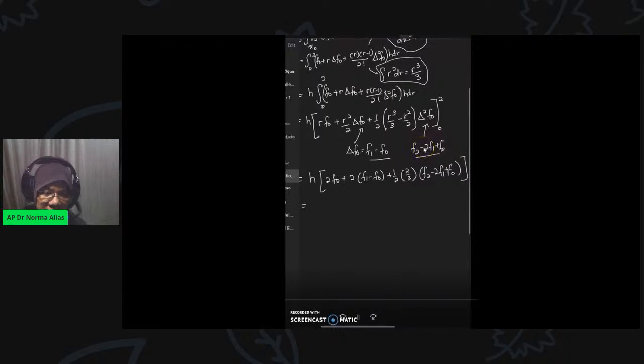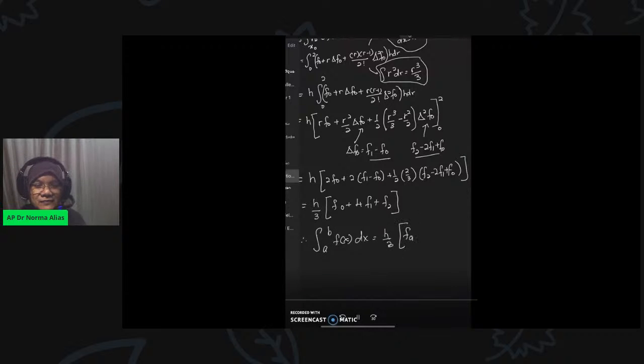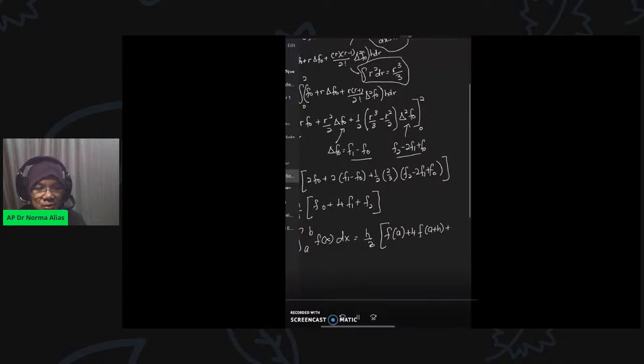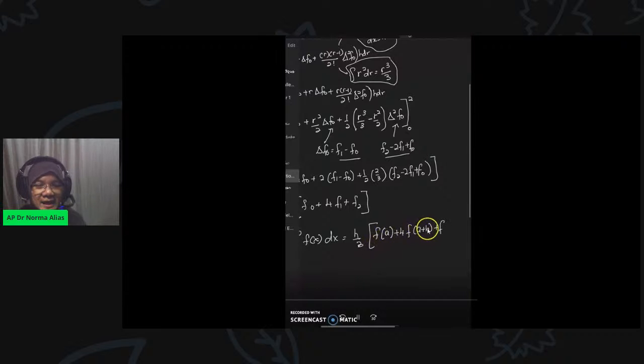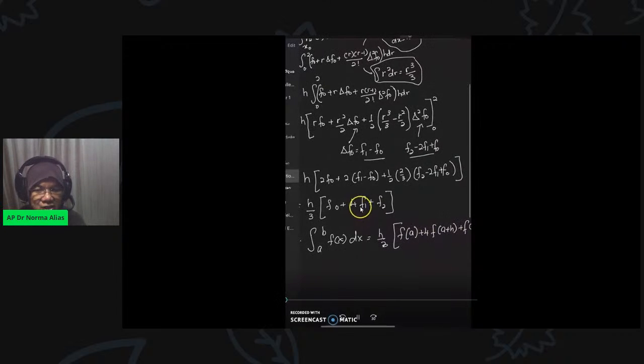Okay, the second order derivative, you still remember f(i+1) minus 2 f(i) plus f(i-1). Now make it simpler because we want to create the basic Simpson's rule. You will get f naught, then f1 and f2, so you can get f naught plus 4 f1 plus f2. Very simple. The formula for Simpson's rule: the integral between a and b of f(x) dx will be h divided by 3 times f naught plus 4 f(a+h) plus f(b).